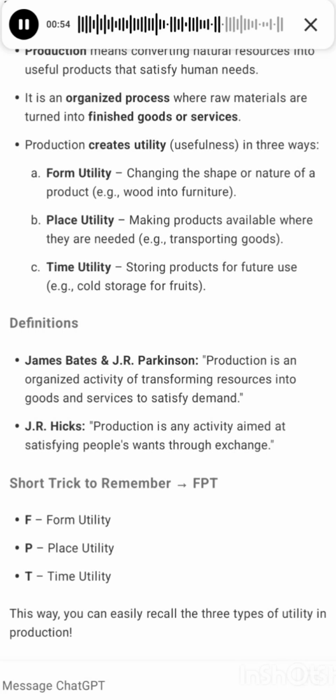Parkinson: Production is an organized activity of transforming resources into goods and services to satisfy demand. Production is any activity aimed at satisfying people's wants through exchange. Short trick to remember: form utility, place utility, time utility. This way, you can easily recall the 3 types of utility in production.